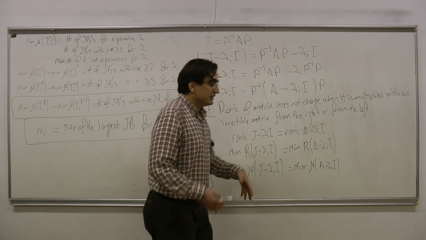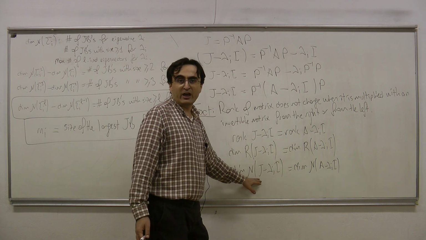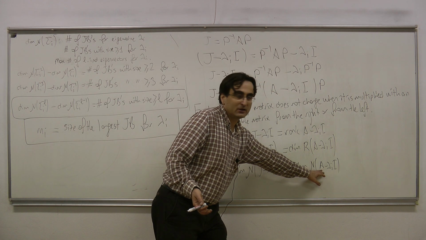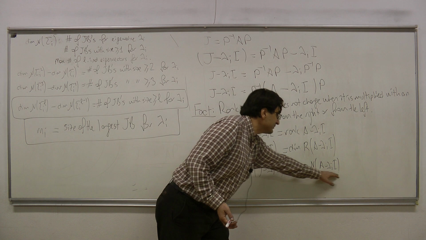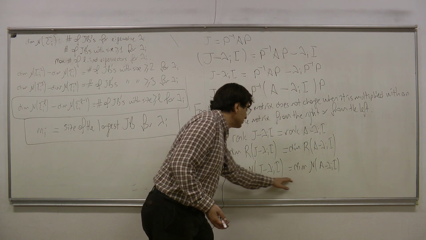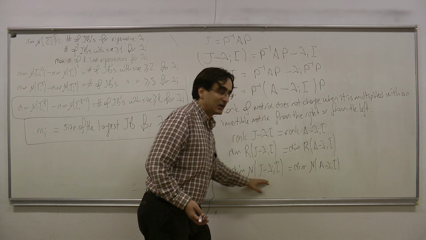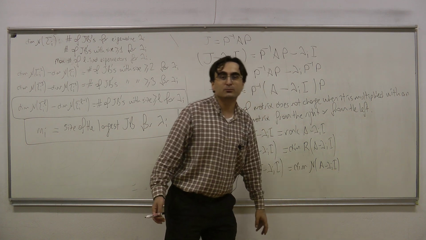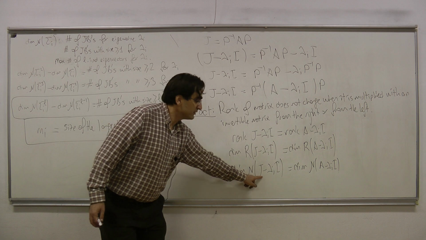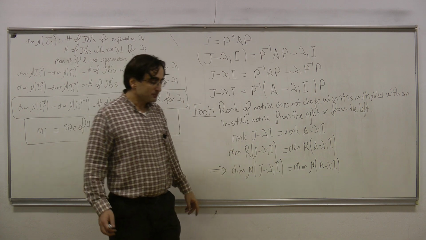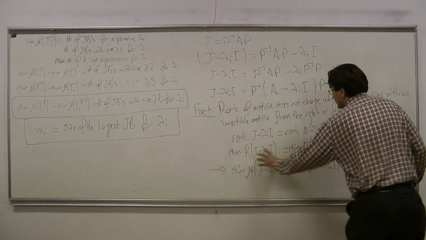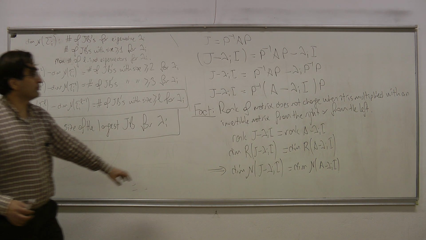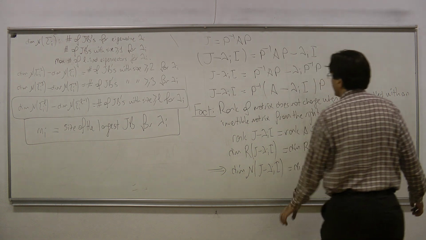But in reality, we don't have J. We only have A itself. So if I can calculate this null space dimension, I would immediately know the other null space dimension, and then I can calculate the number of Jordan blocks inside J. You see that these null spaces do not change because of these P inverse and P multiplications.